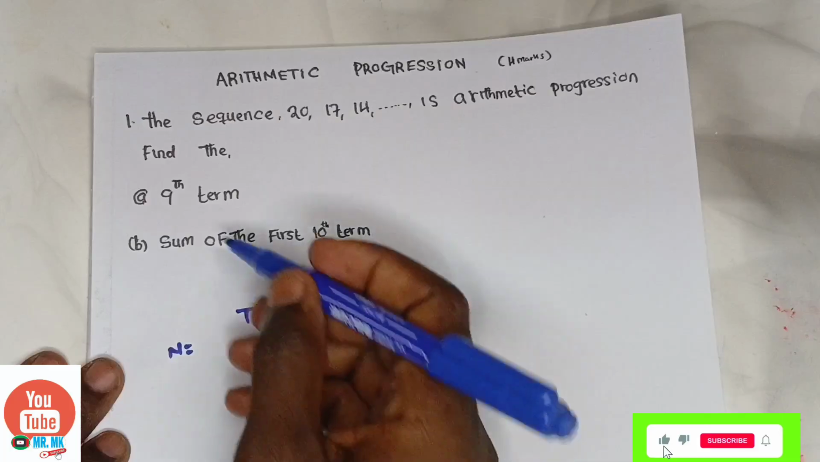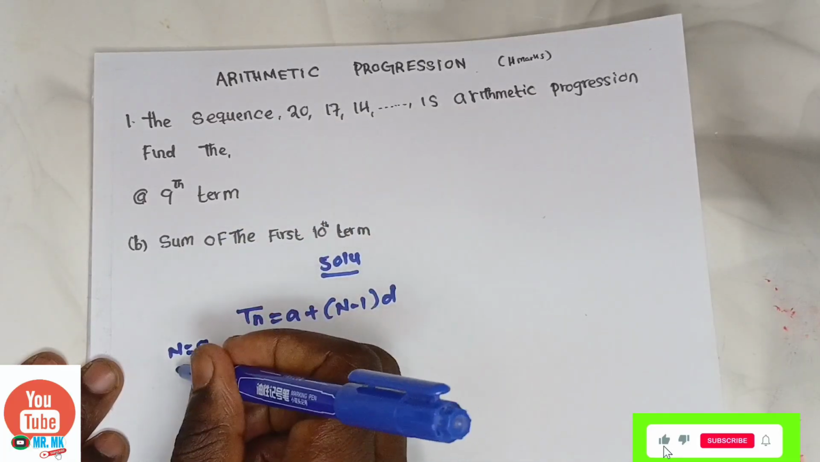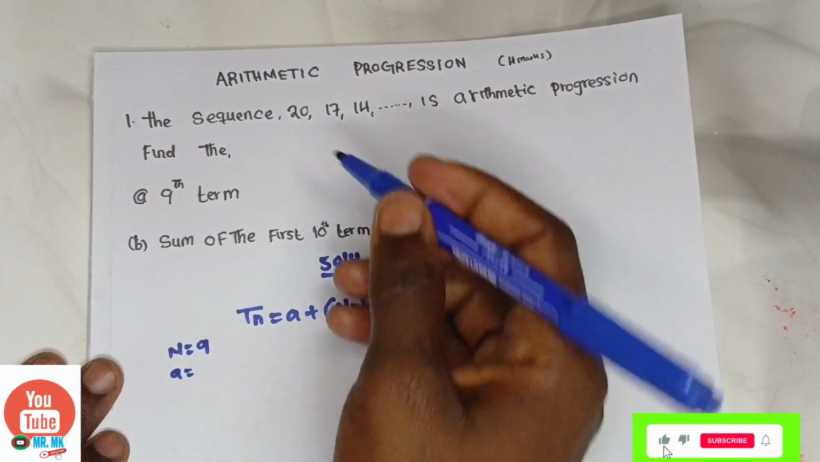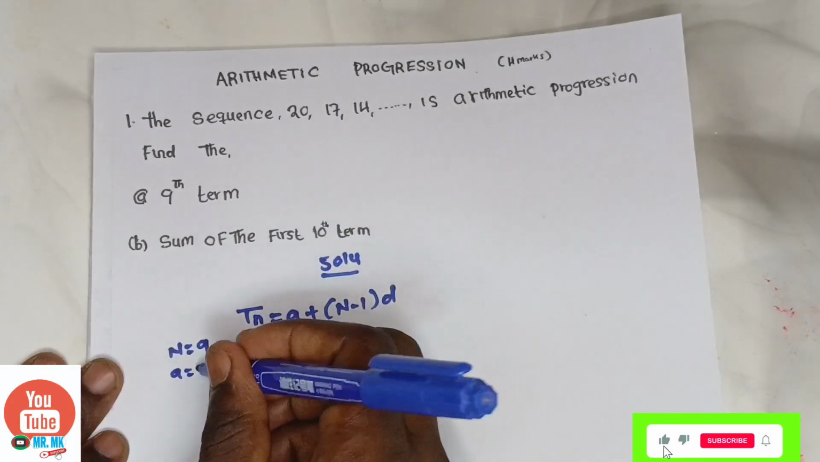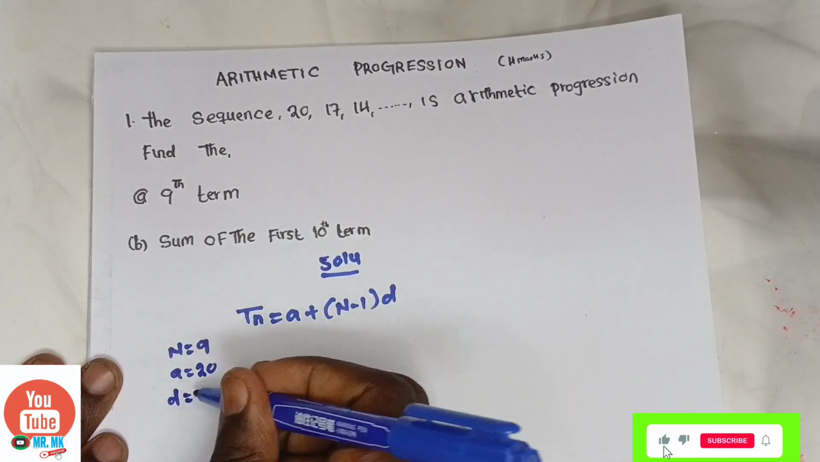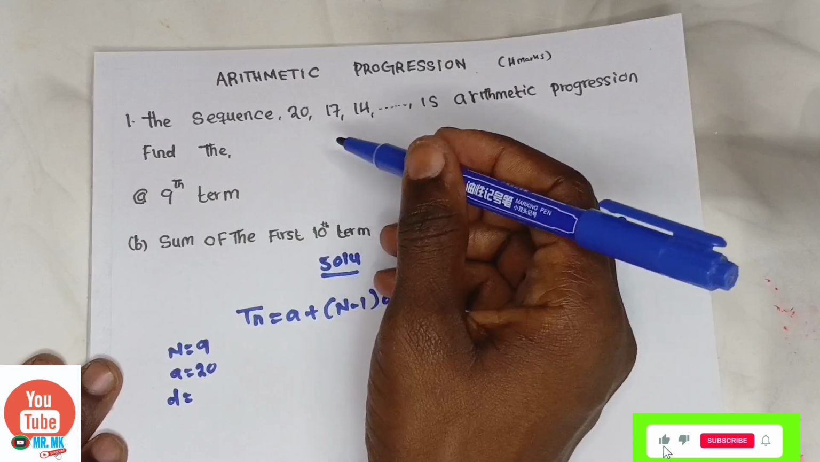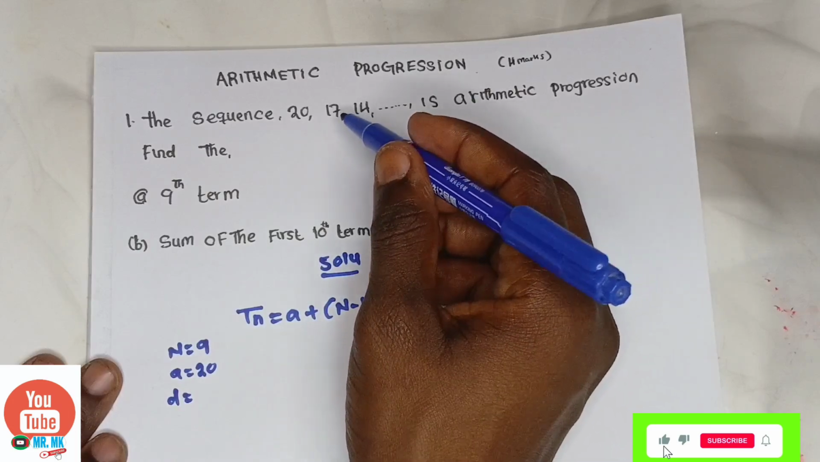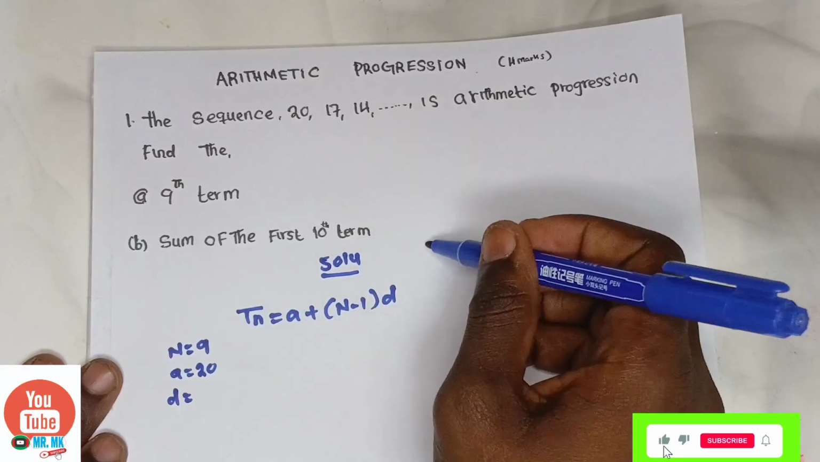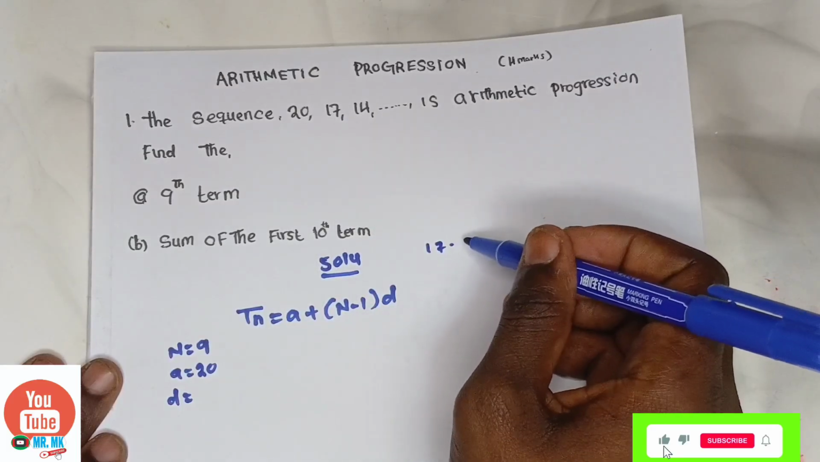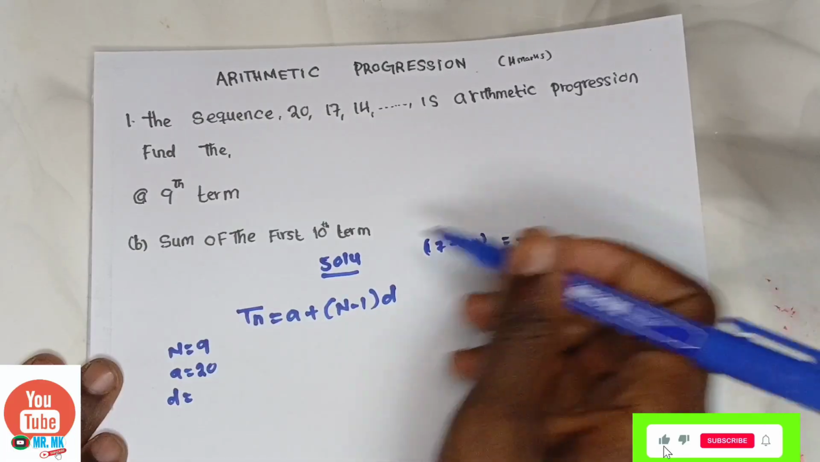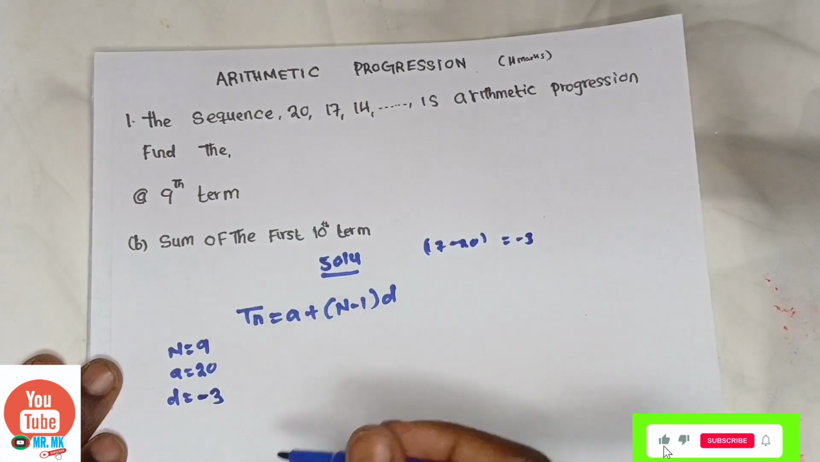The number of terms here is 9, so n is 9. a is the first term, which is 20. And d is the common difference. For the common difference, you take what is on your right side and subtract what is on your left side. 17 minus 20 gives negative 3. The common difference here is negative 3.